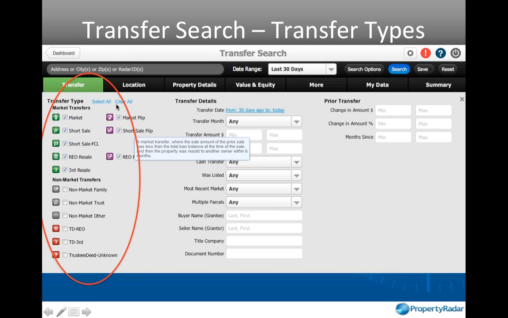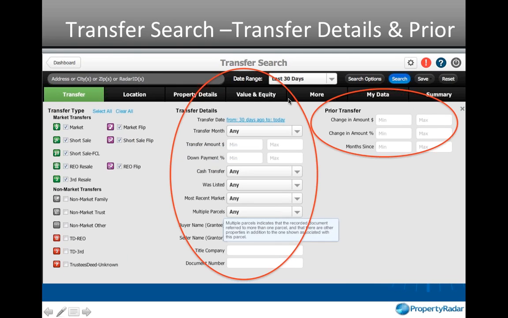So here's all the market transfer types, and by default all of these are selected, because that's usually what people are interested in: what were the market transactions that happened recently. And then we have all the non-market down here, so you can unselect these and say, I just want to look at trustees deeds back to the bank, or trustees deeds to a third-party investor on the courthouse steps, right? Lots more other details here.